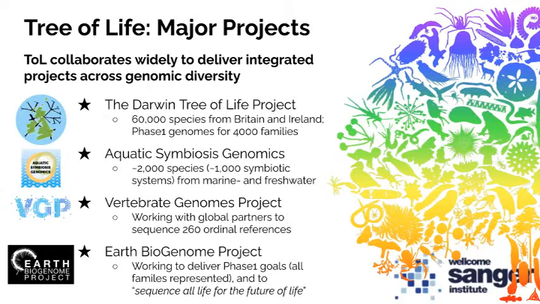At the Tree of Life, we have some major projects running. One of them is the Darwin Tree of Life project. That's what I'm going to talk about mostly. But another one that must be of interest to people here is our aquatic symbiosis genomics project. This is funded by the Moore Foundation to sequence about 1,000 symbiotic systems.